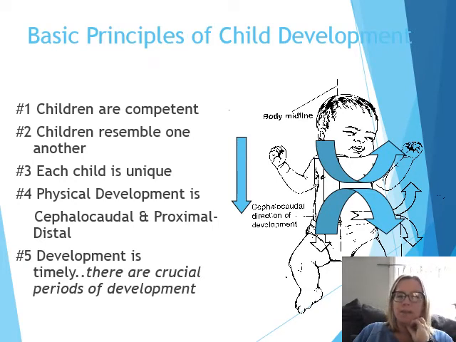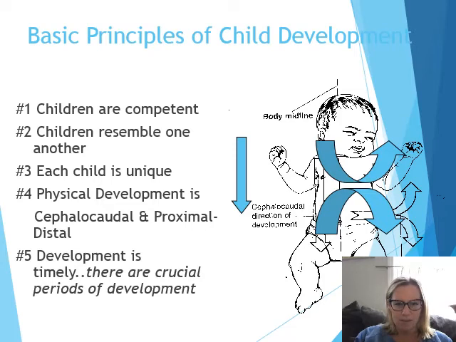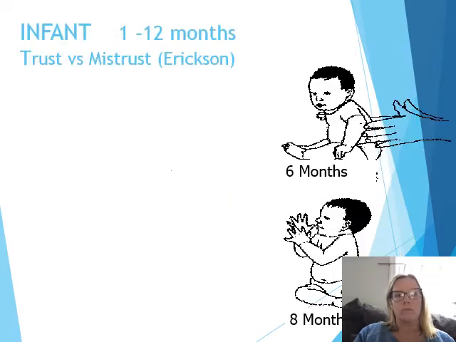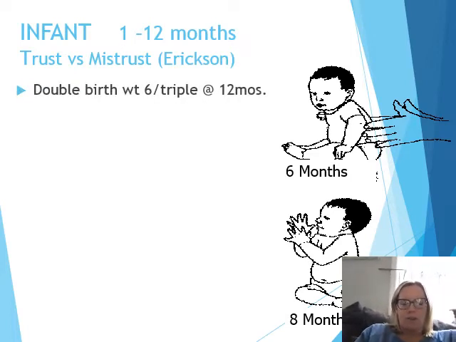And development is timely. There are crucial periods of development that we need to be keeping our eye on, and we want to make sure that we are screening these kids. If you're the nurse working in a pediatric office and you're doing these wellness visits, there are crucial pieces of information that we need to be collecting to see if these children are achieving those milestones and if there's any delays in them. So these milestones that we're going to be looking at. So within Erikson's theory of psychosocial development, these are some milestones that they should be doing.